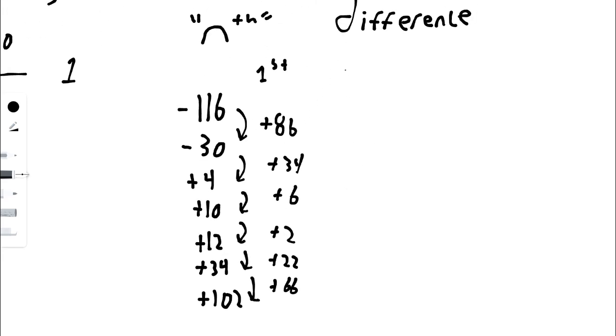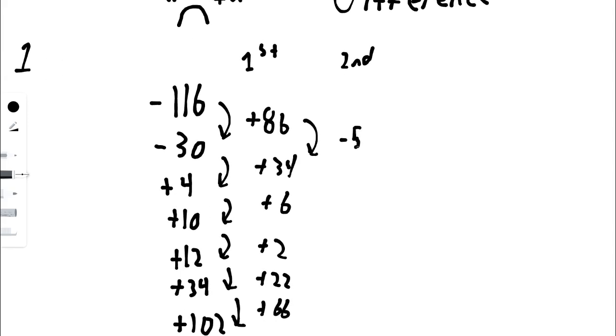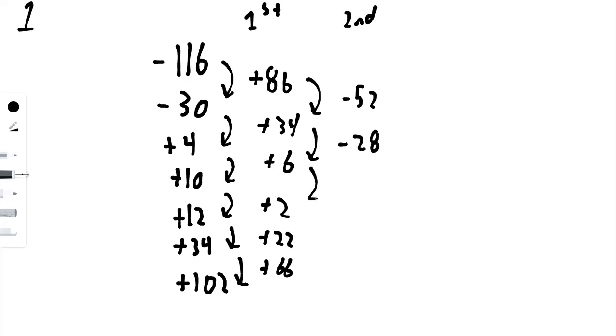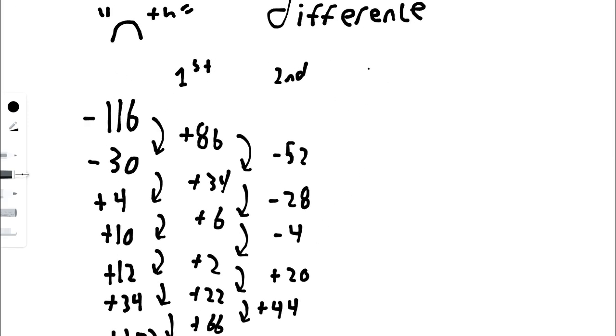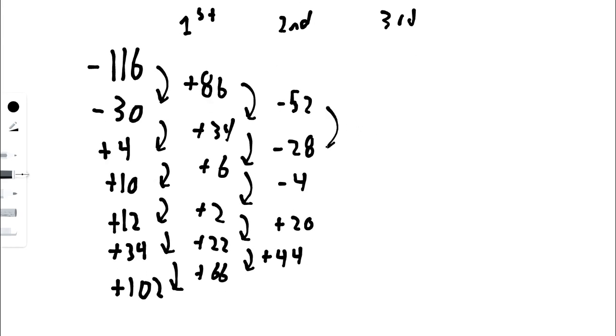Okay, so I got the first difference. Again, all these numbers aren't the same, so let's go again. We're going to do second difference now. So we're going to do the same thing again, but now with the new numbers here. Okay, so there's second difference. And finally, third difference. So this is the one that should all have the same value. And so it does. These are all equal to +24.